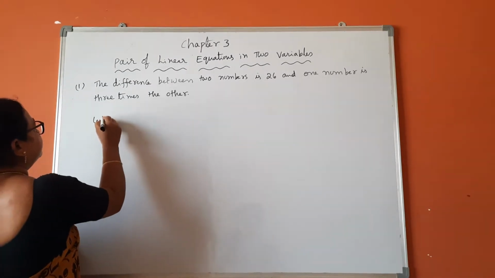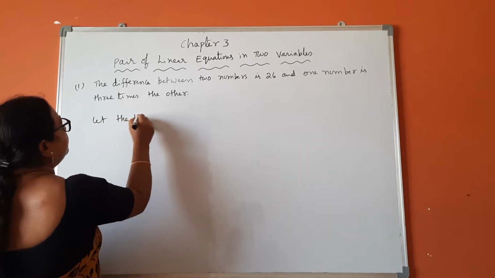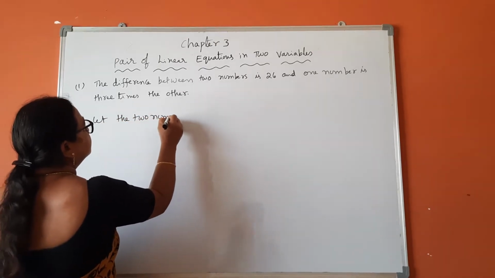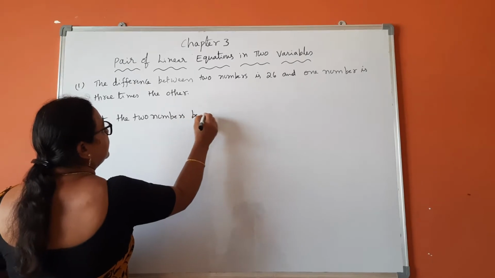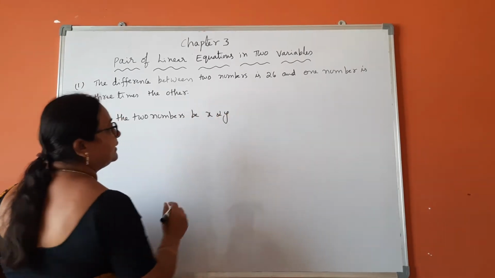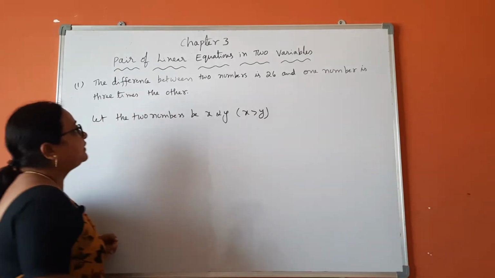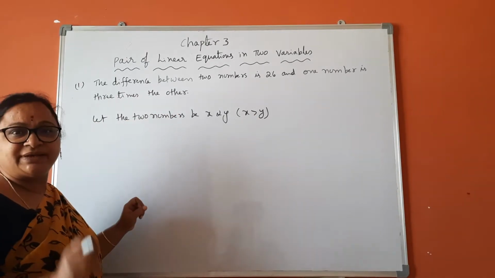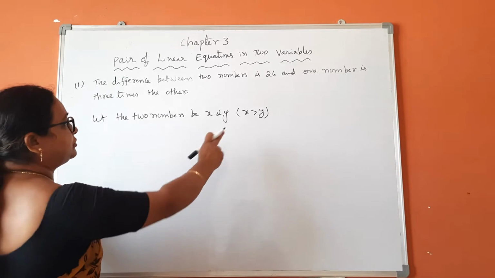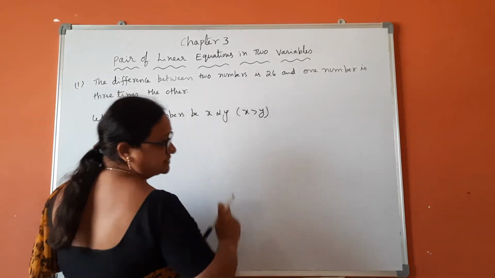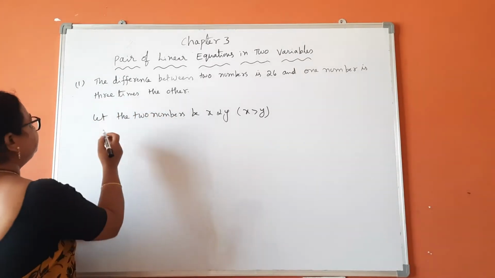So let the two numbers be x and y. Here x is greater than y because they give the difference. Difference means bigger number minus smaller number. So in this case we have taken x as bigger than y.